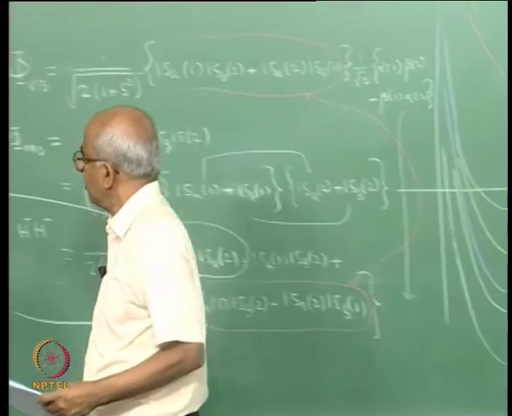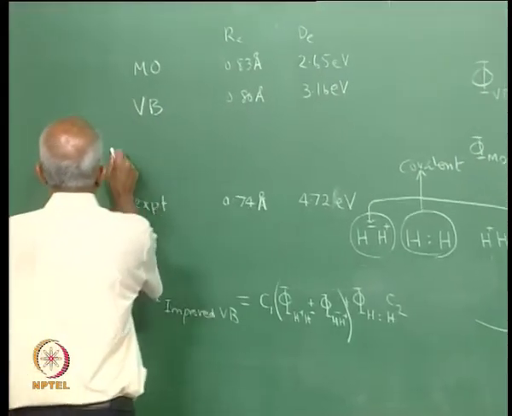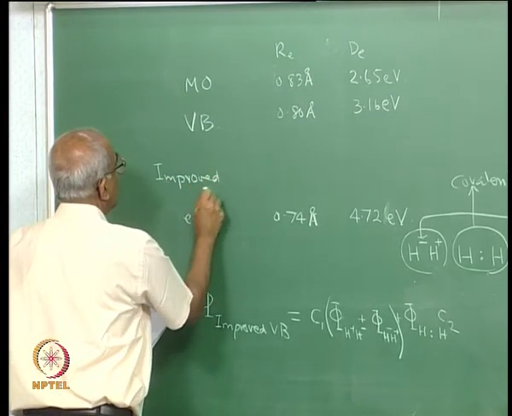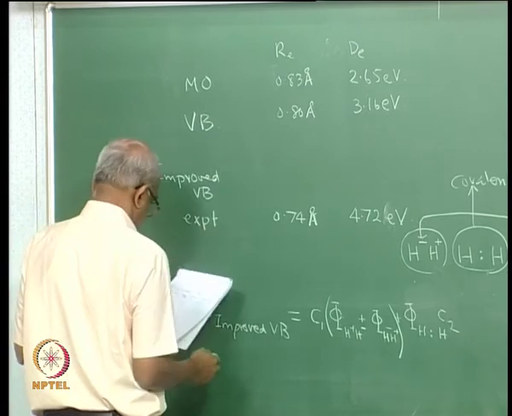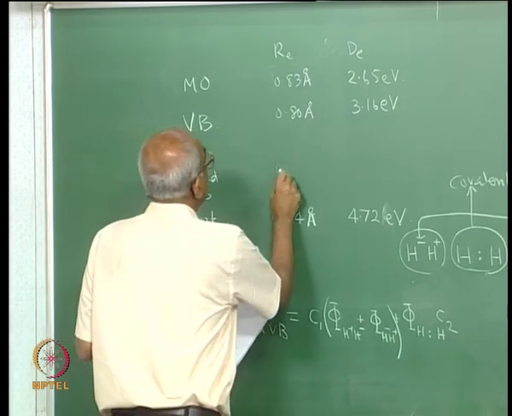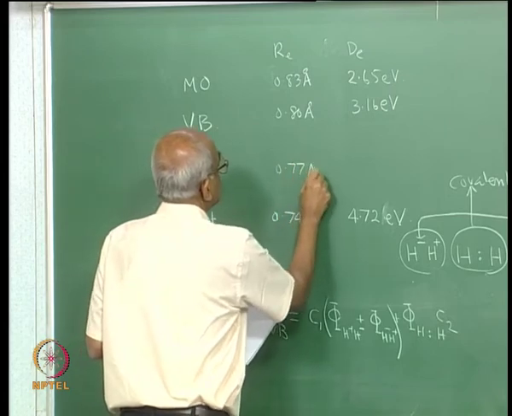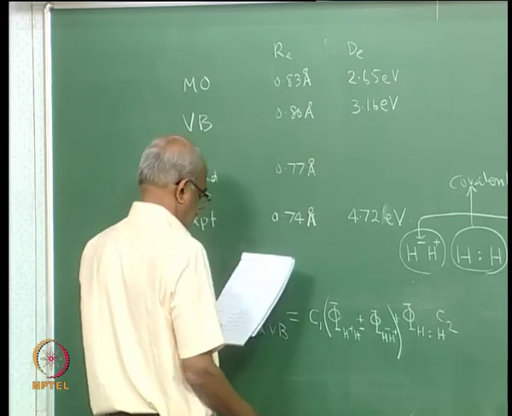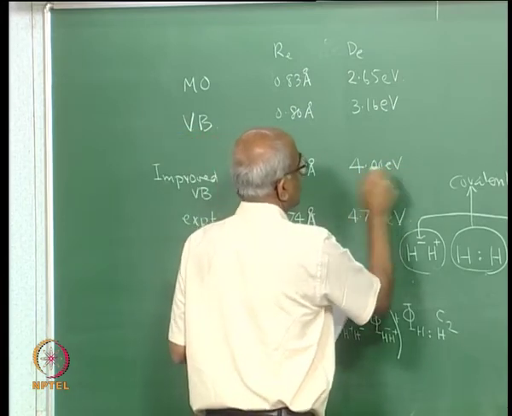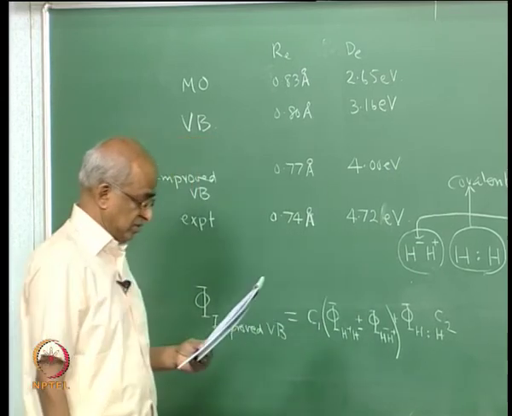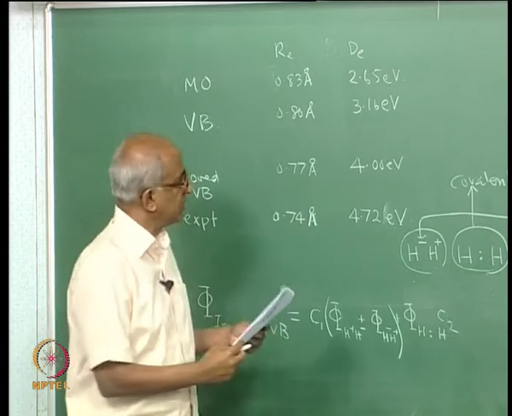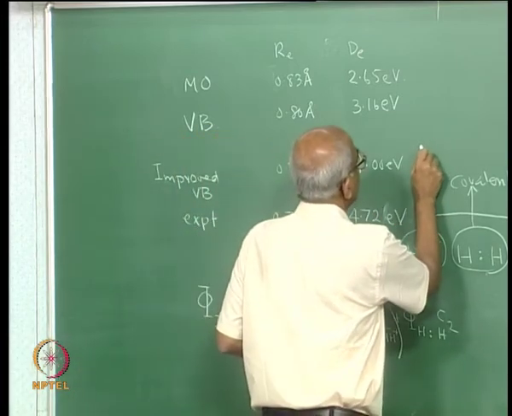The bond length is actually 0.77 angstroms, and the dissociation energy is 4.00 electron volts. And I should also tell you that this particular calculation was due to a person called Weinbaum.